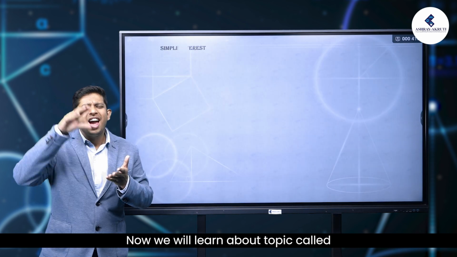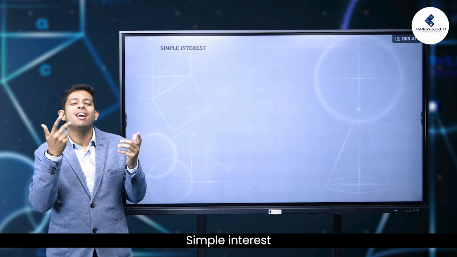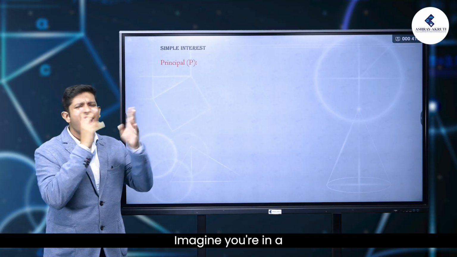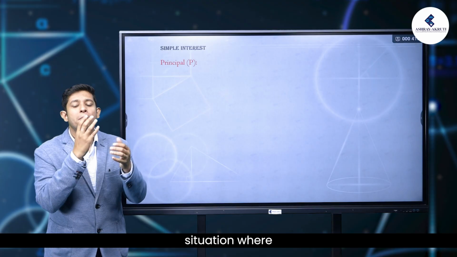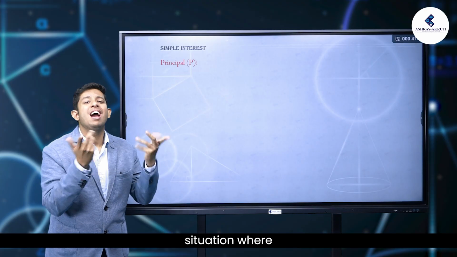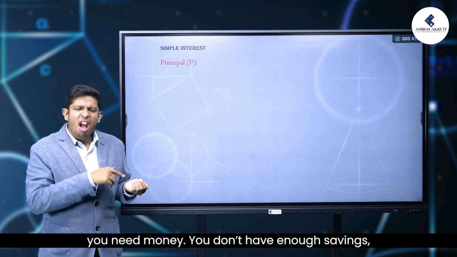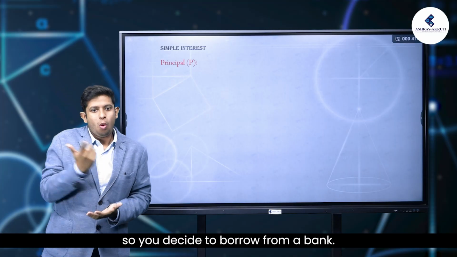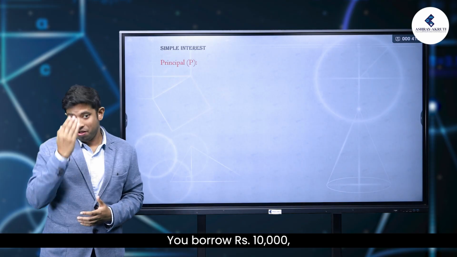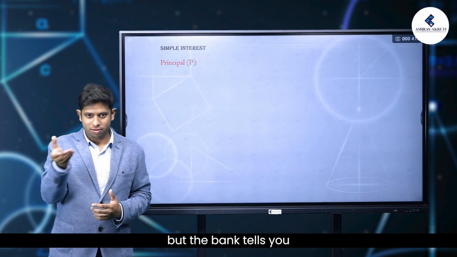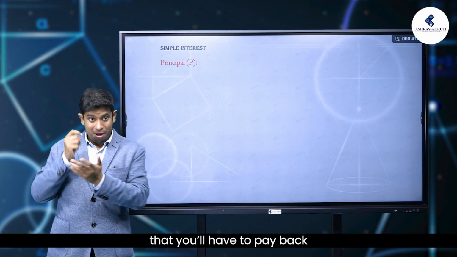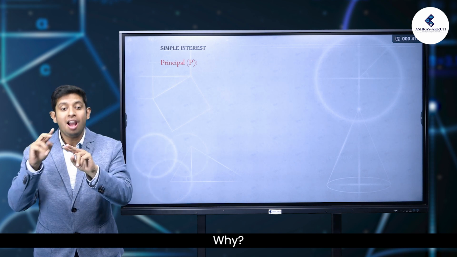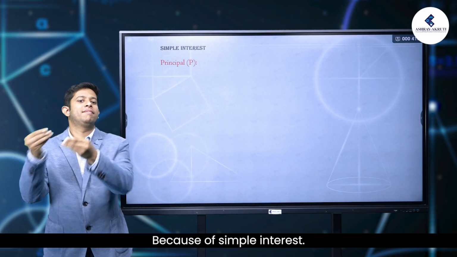Now we will learn about a topic called simple interest. Imagine you're in a situation where you need money. You don't have enough savings, so you decide to borrow from a bank. You borrow rupees 10,000 but the bank tells you that you will have to pay back more than you borrowed. Why? Because of simple interest.